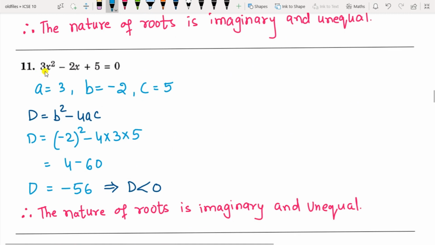Similarly, in this case, a is 3, b is minus 2 and c is 5. So you get the value of D as minus 56, which is less than 0. Therefore, the nature of the roots will be imaginary and unequal.